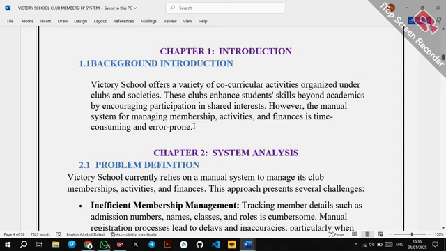However, the manual system for managing membership, activities, and finances is time consuming and error prone. So we have described the Victory School, which is the organization, and also we have described the system that is underway, that is on the ground. In computing, we normally say in system development, there is always a system, always. And you always assume if you're creating a computerized system, there's always a manual system. A manual system is erroneous, it is time consuming, it has a lot of disadvantages. That is why we are creating a computerized system.